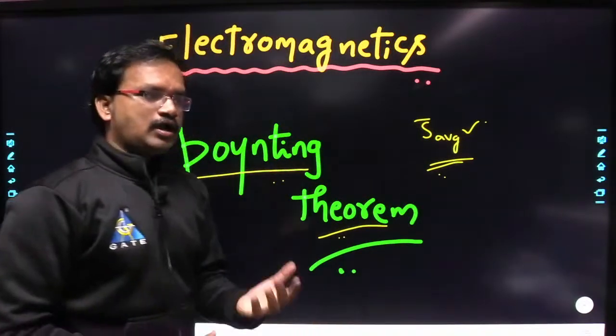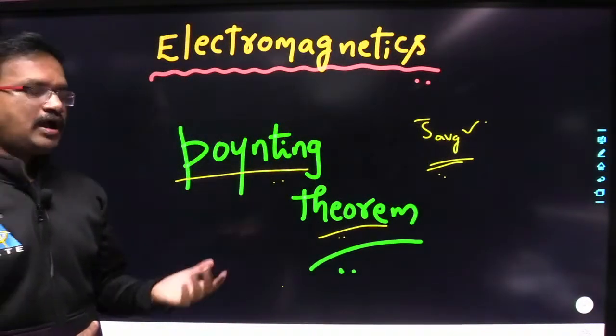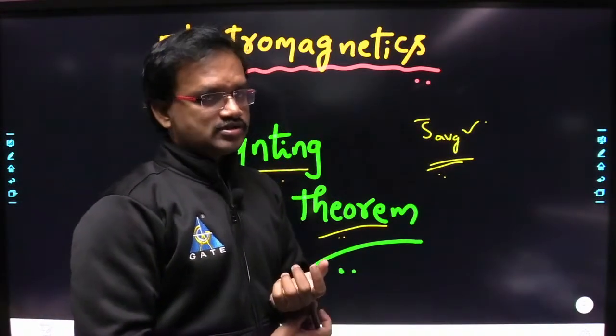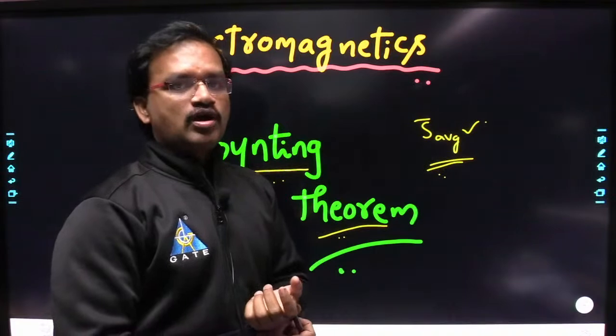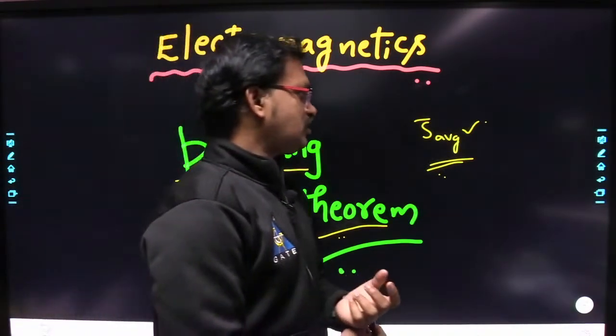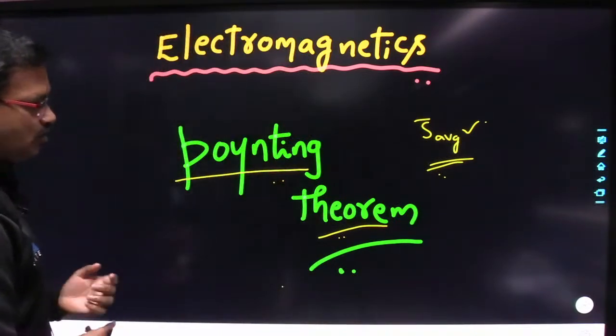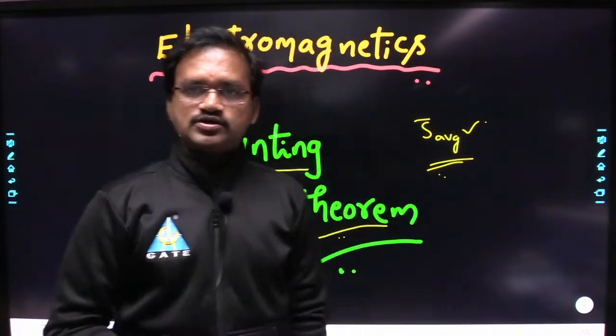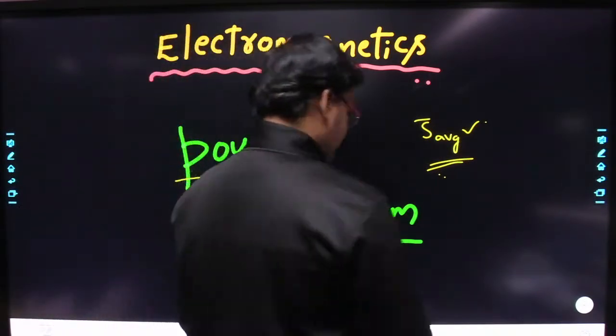We also derived the expressions for the time average Poynting vector for different cases: for a lossless medium, and for a lossy medium. We saw these in the previous session. Now today we'll try to solve some more problems based on this Poynting theorem. So let's write down the problem.